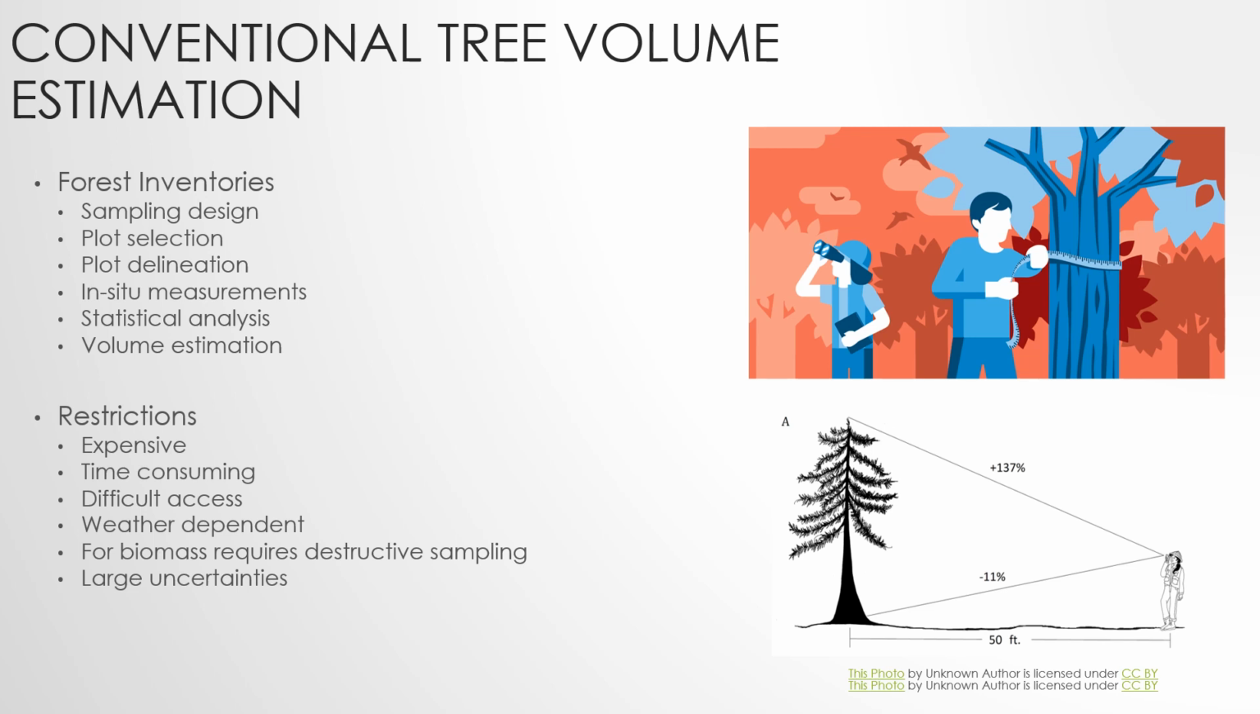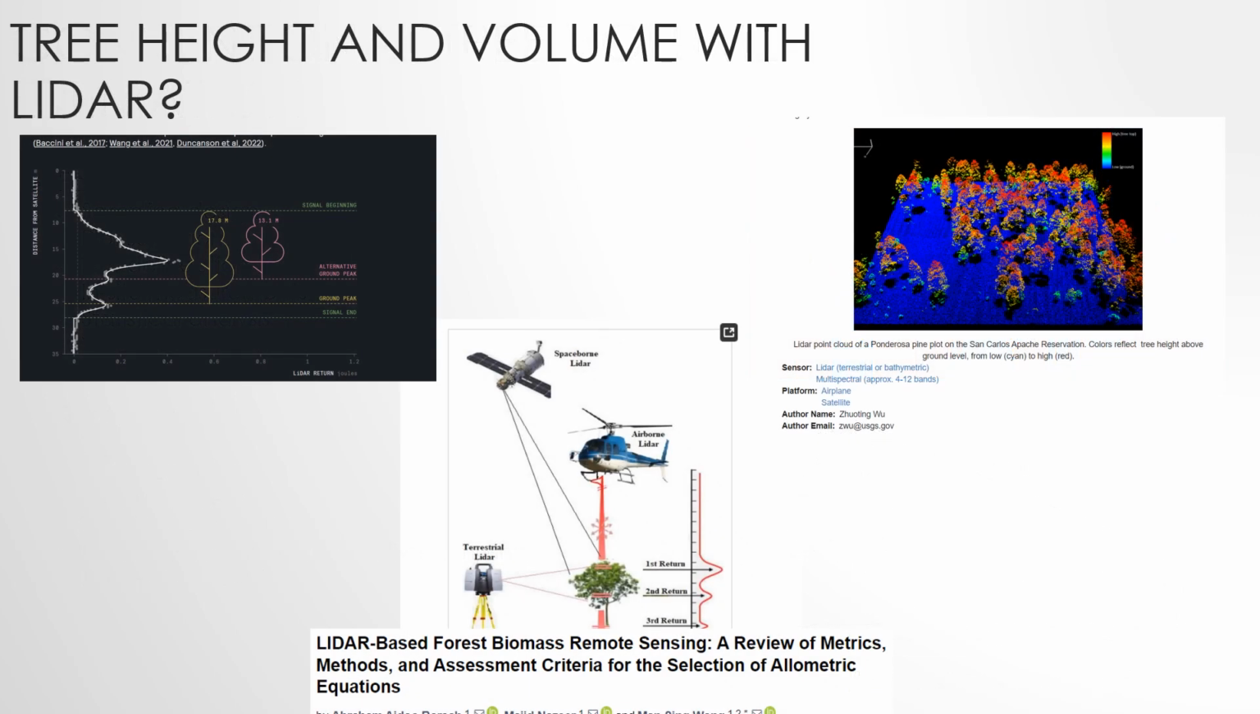This is, of course, quite expensive and needs a lot of training. Sometimes it's very difficult to access the forest. Sometimes you rely a lot on weather. If it's raining, you cannot go, etc. And sometimes to estimate biomass, you need to perform destructive sampling. That means chopping down the tree and then drying the wood and taking it to a lab to estimate carbon. So this is all a little bit complicated, but it's what has been done so far.